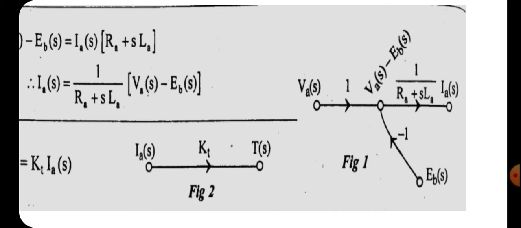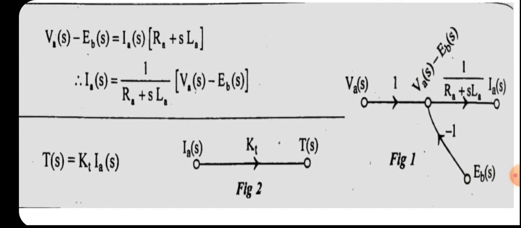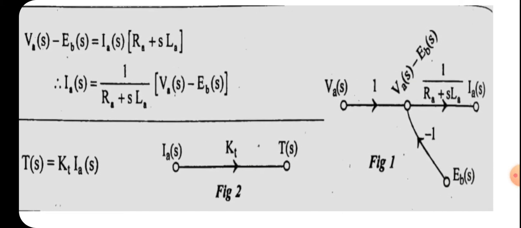and we know that the intermediate variable IA(s) is obtained by multiplication of VA(s) minus EB(s) by a factor 1 by (RA plus sLA). So we should draw another node, represented by a circle, where we can represent the intermediate variable IA(s), and the gain of that branch will be 1 by (RA plus sLA). So from equation 1 we will get the signal flow graph which is shown in figure 1.